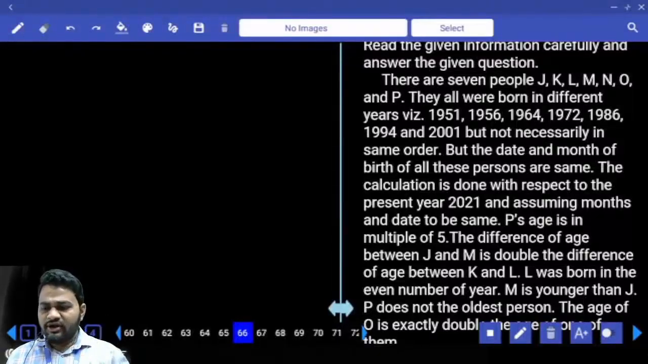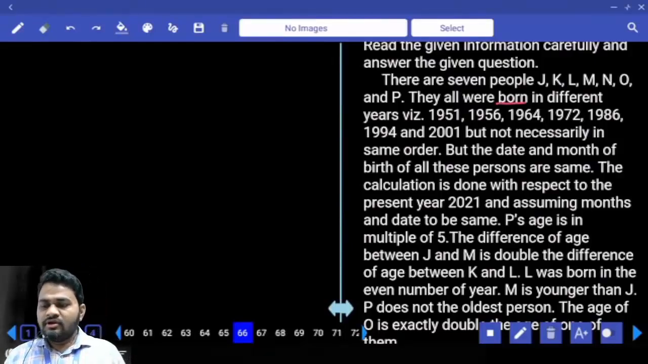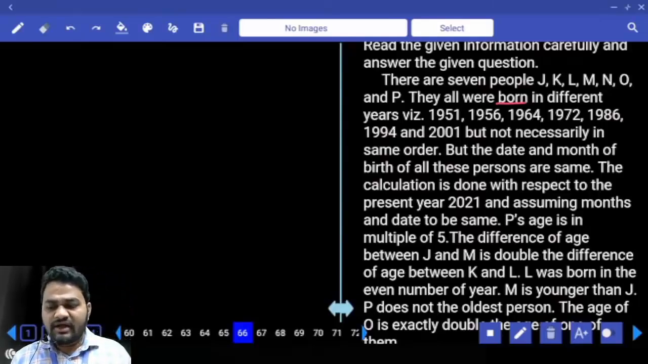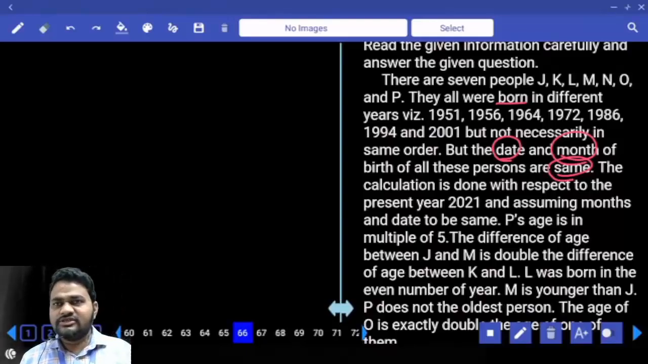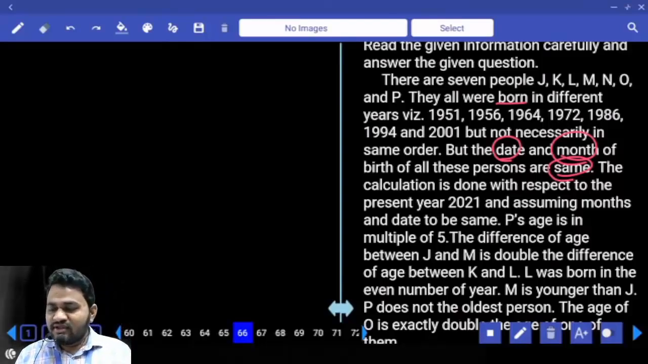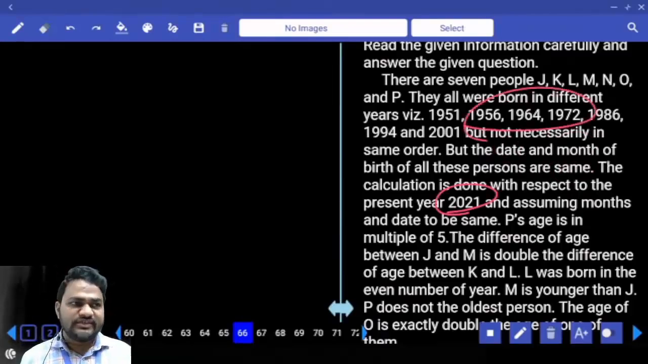They all were born in different years. We have born years, but not necessarily in the same order. But the date and month of birth of all these persons are the same. Date is the same for all the persons. Month is also the same for all the 7 persons. But the year is different. The calculation is done with respect to the present year 2021, assuming months and date to be the same as per 2021 and their born years as well.